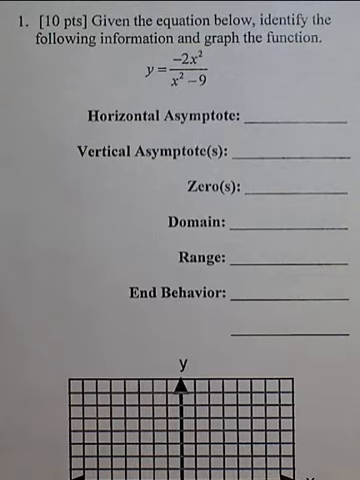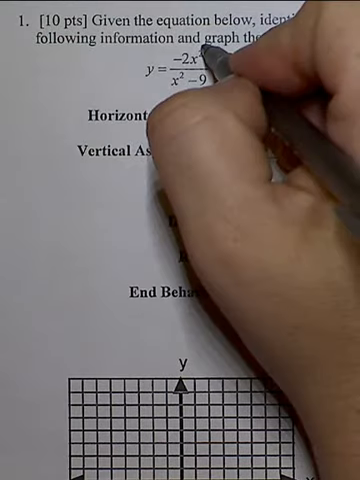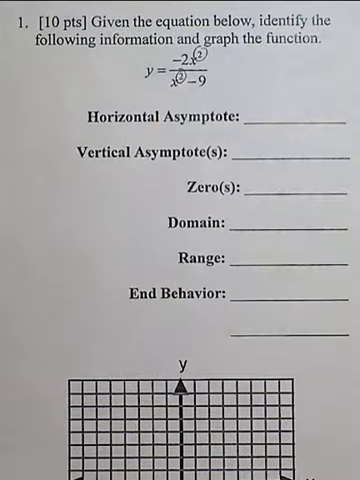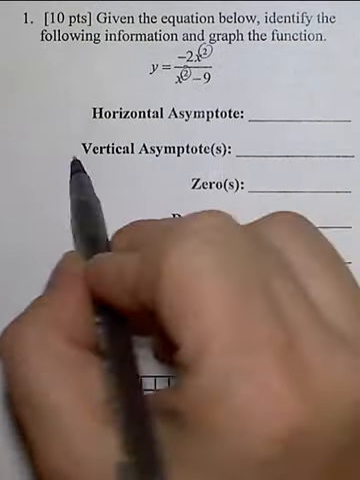Given the equation, identify the following information and then graph the function. Notice that on top you have the same degree as the bottom. Just keep that in mind. Okay, so I'm going to do vertical first. It's just kind of my habit.